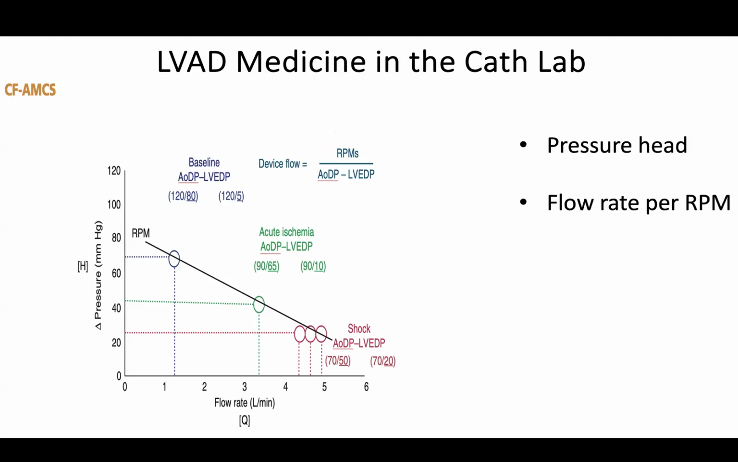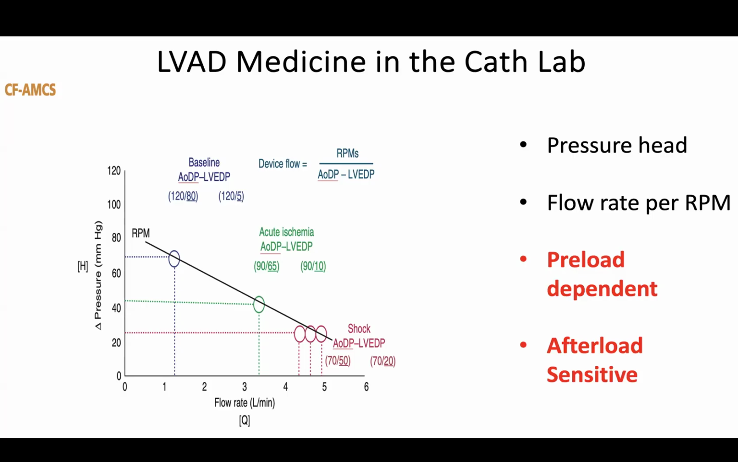What you need to know about these devices is that the flow is dependent on 2 things. So it's proportionally dependent on RPMs, right? So the faster this thing spins, the more flow you get, right? So common sense. And then it's inversely proportional to the pressure difference between the inflow and the outflow. How do we translate that into our cath lab? So for these devices, you need preload and they're afterload sensitive.